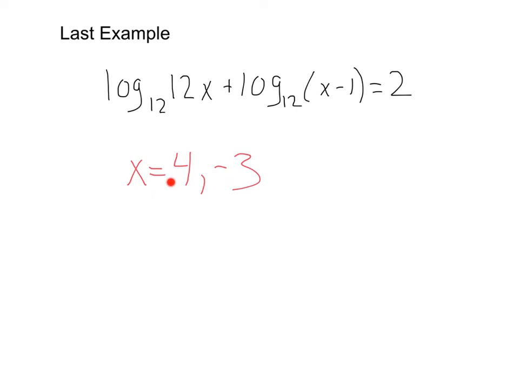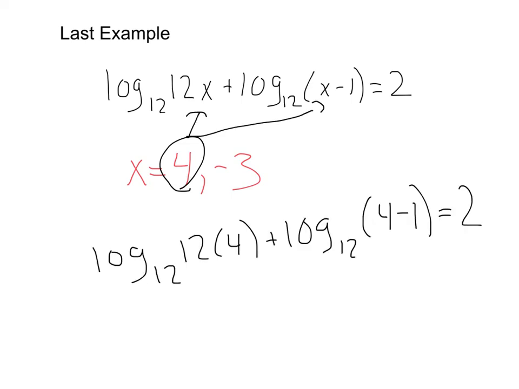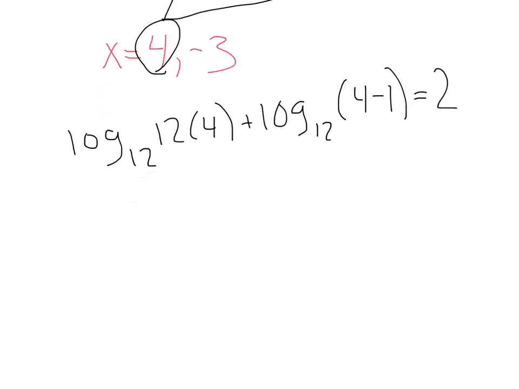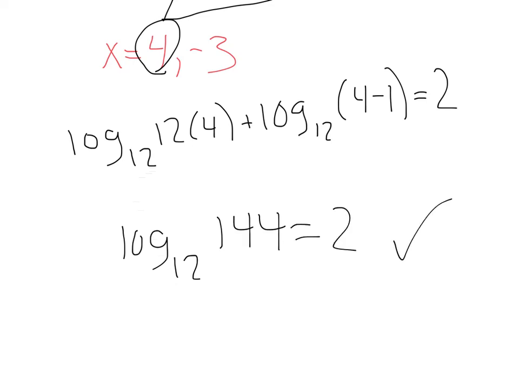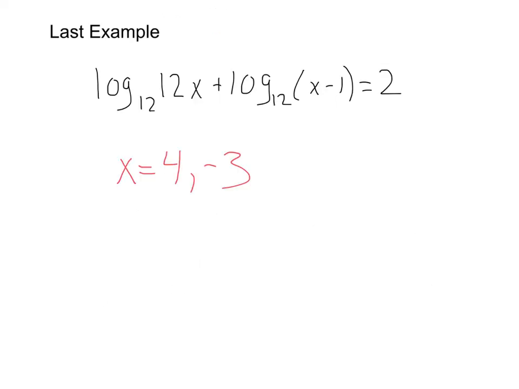So let's go ahead and take these, plug them in, and see what we get. First, let's plug in 4 for each x. That gives us log base 12 of 12 times 4 plus log base 12 of 4 minus 1 equals 2. If we work all of that out, we're going to end up getting a true answer. We're just going to get log base 12 of 144 equals 2, which is correct. No errors, no negative logarithms. This solution is good.